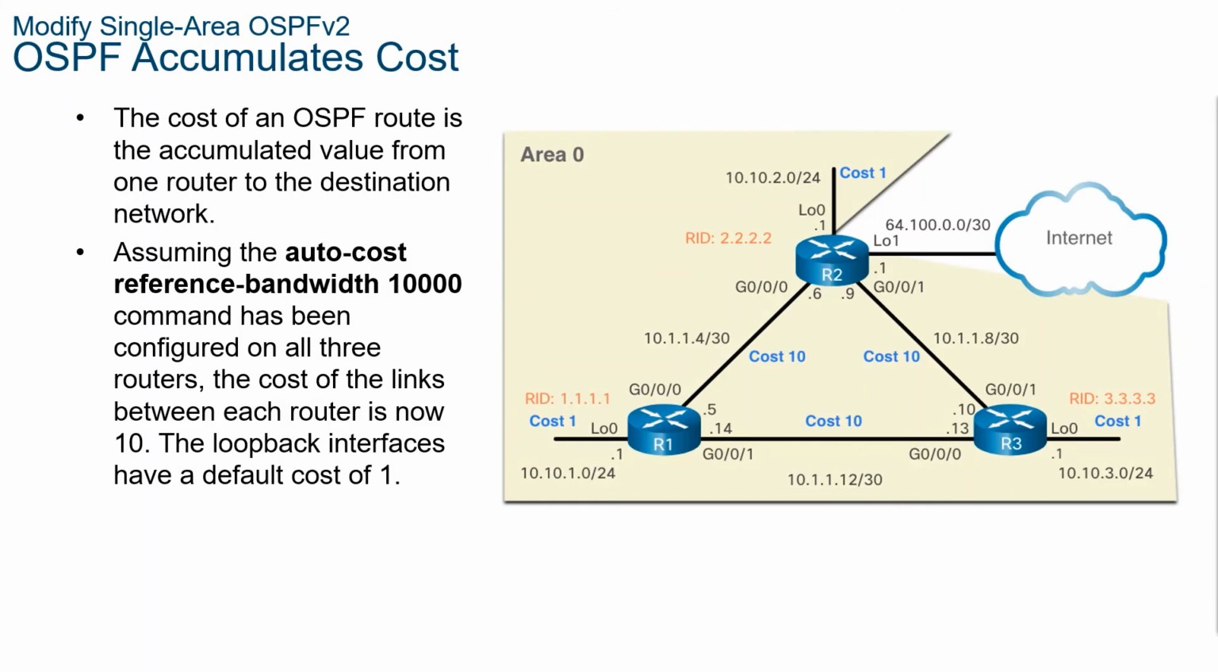OSPF accumulates cost. The cost of an OSPF route is the accumulated value from one router to the destination network, assuming the auto-cost reference-bandwidth 10000 command has been configured on all three routers. Now the cost of the links between each router is 10. All of those are cost 10. The loopback interface has a default cost of 1, as shown in the figure.